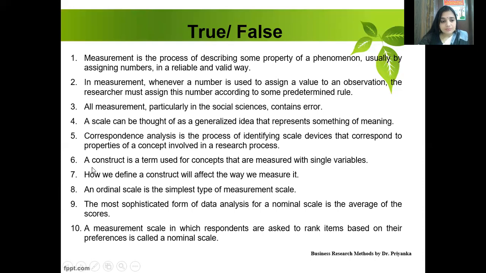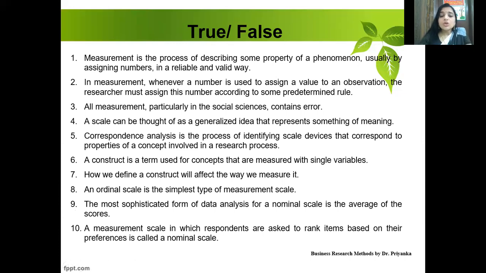So it is true. Eighth is, an ordinal scale is the simplest type of measurement scale. No, simplest type of measurement scale is nominal scale, where we are just assigning values to people randomly. So it is false. Ninth is, the most sophisticated form of data analysis for a nominal scale is the average of the scores. Is it?